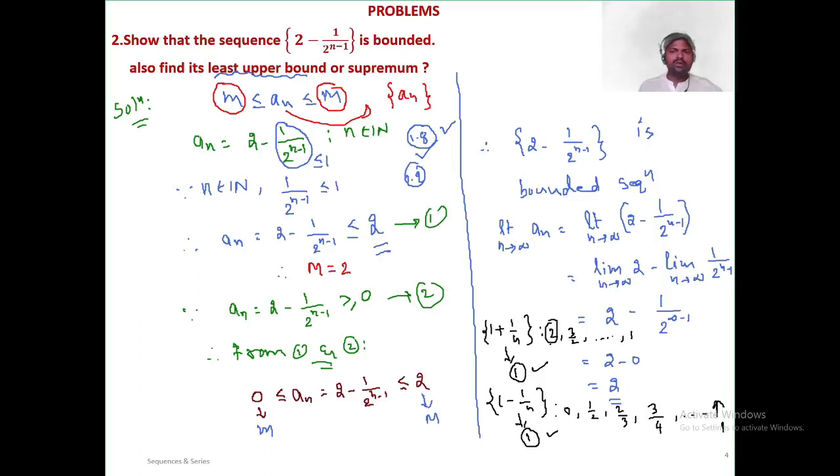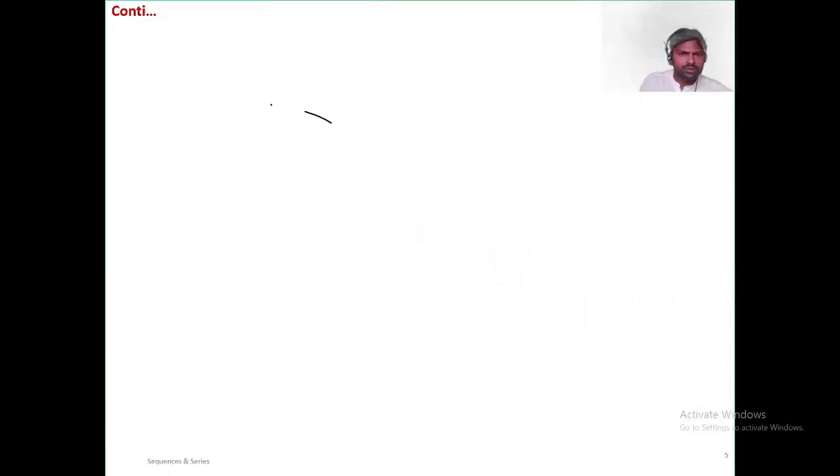Therefore, if you don't know whether the sequence is increasing or decreasing, you cannot say that the limit point will be the supremum. So let us find out whether the sequence is increasing or not. If it is increasing, then we are done. Let us find out what kind of sequence it is. So an minus an plus 1. What is an? 2 minus 1 upon 2 raised n minus 1 will be an. Okay, this is an minus an plus 1.